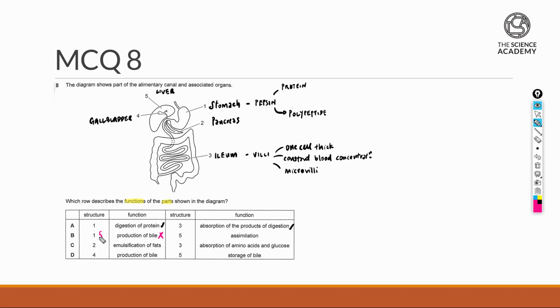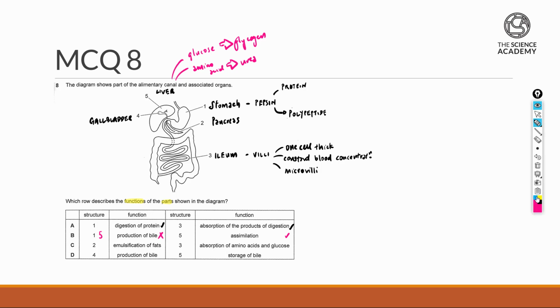Now 5 on the other hand, they mention assimilation. Now assimilation is the usage of the digested material for metabolism process. I'll say that yes, this is true. The liver thus helps in assimilation to an extent, for example, the conversion of excess glucose towards glycogen, the conversion of excess amino acids into urea via deamination. So yes, there is an assimilation process that's happening, but the left column in B is actually wrong.